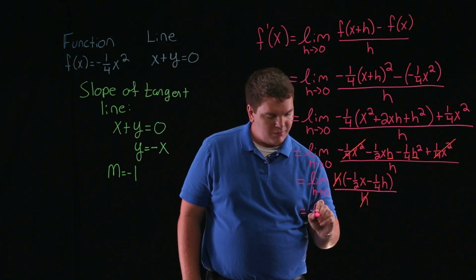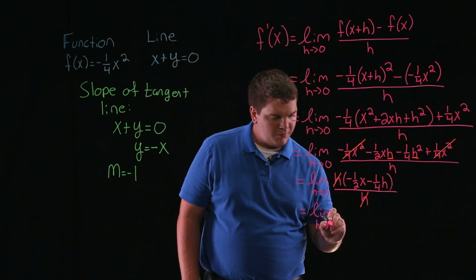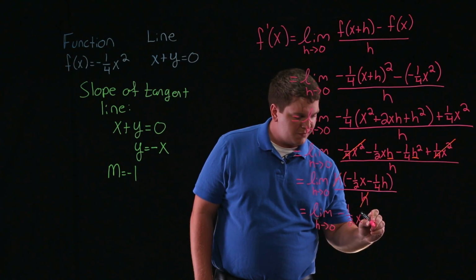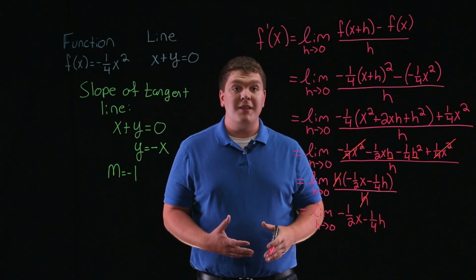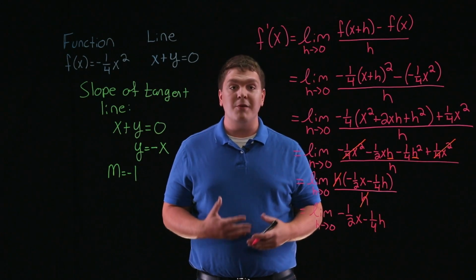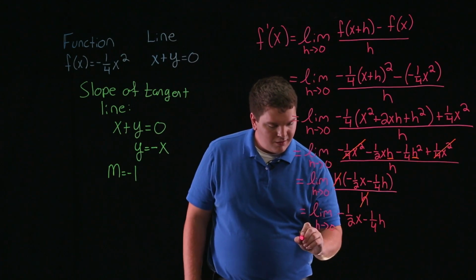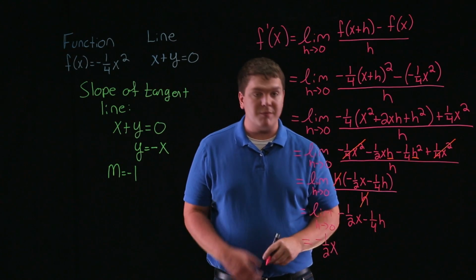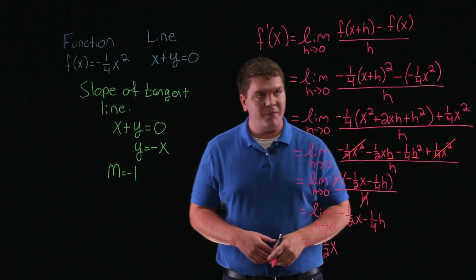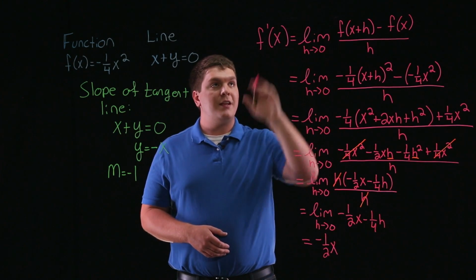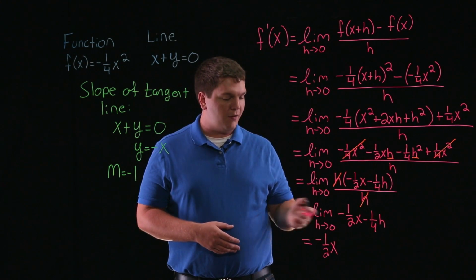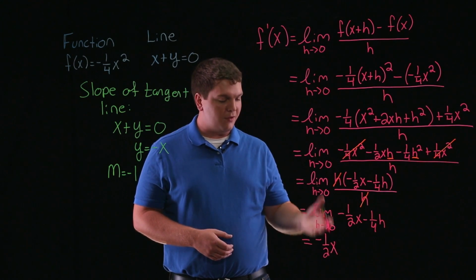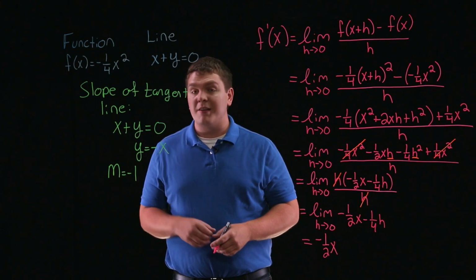And we have the limit as h approaches 0 of negative 1/2 x minus 1/4 h. At this stage, we can evaluate the limit by substituting 0 in for h. This leaves us with negative 1/2 x minus 0, so just negative 1/2 x. So this right here is the slope of the graph of our function at any point x. And we want to find the point at which the slope of the graph of our function is negative 1.